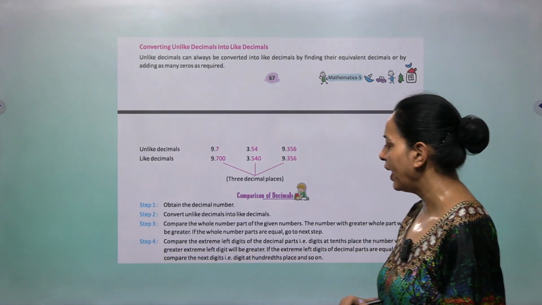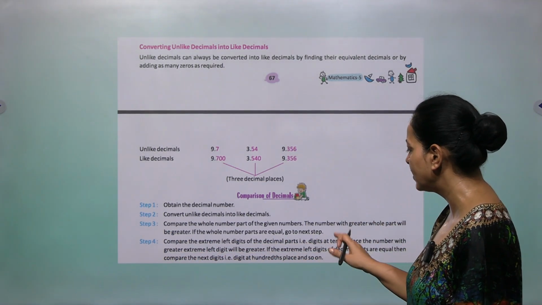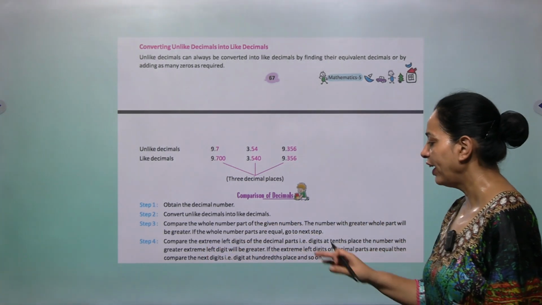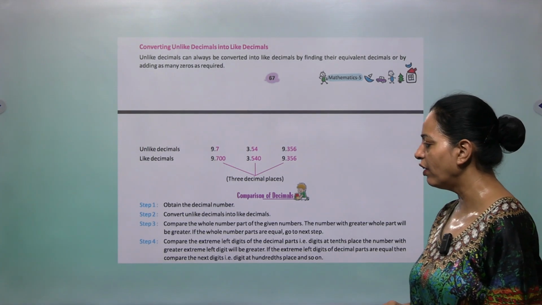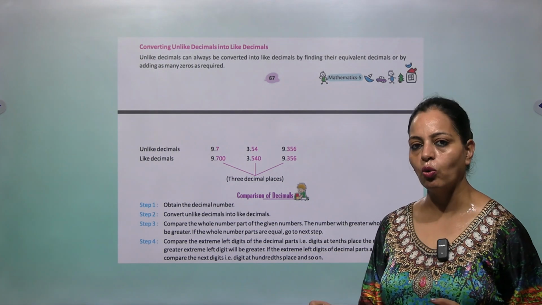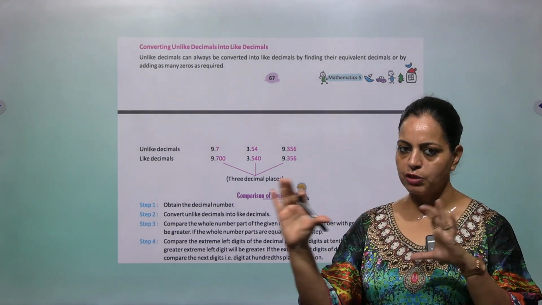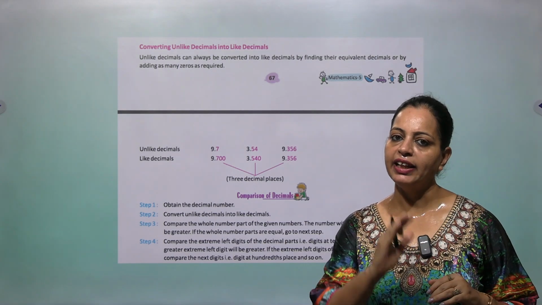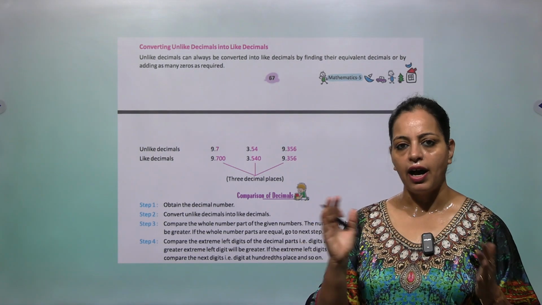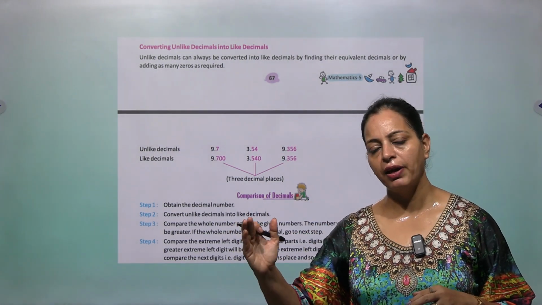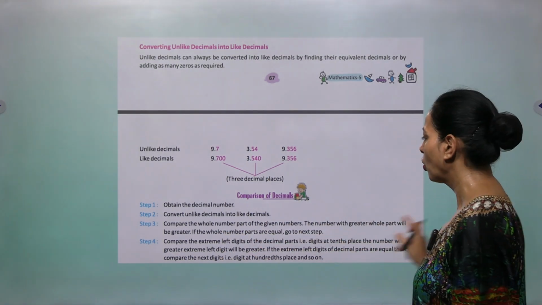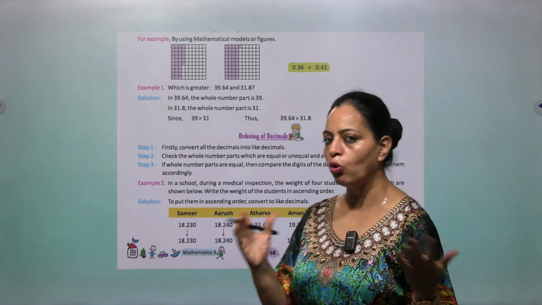Then step 4, compare the extreme left digits of the decimal part, that is digits at 10th place. The number with greater extreme left digit will be greater, and if the extreme left digits of decimal parts are equal, then compare the next digits, that is digit at 100th place and so on. आपने पहले compare किया whole part, suppose these are equal. अब आप 10th digit पे जाएंगे, जो बड़ा होगा that number would be bigger. अगर वो भी same है फिर 100th digit पे, फिर 1000th digit पे. So like this a chain is going on. So we can see the example, it will be more clear to you.